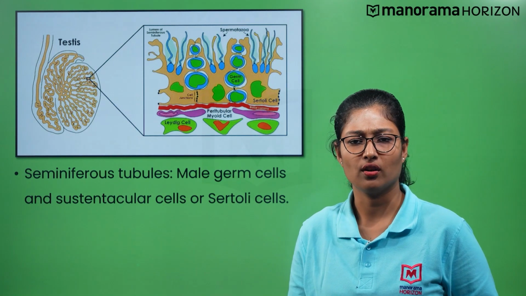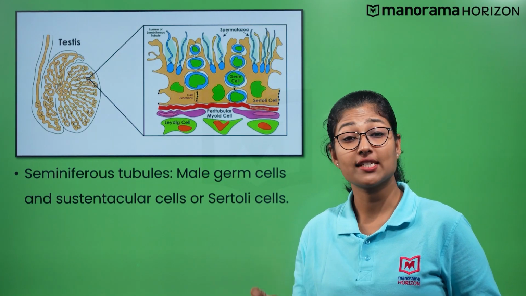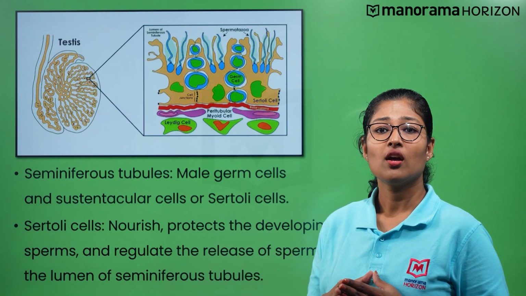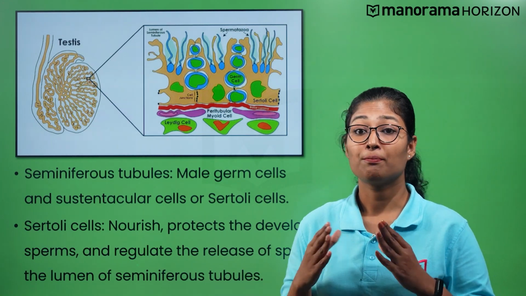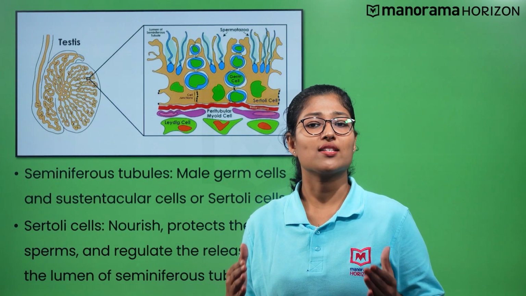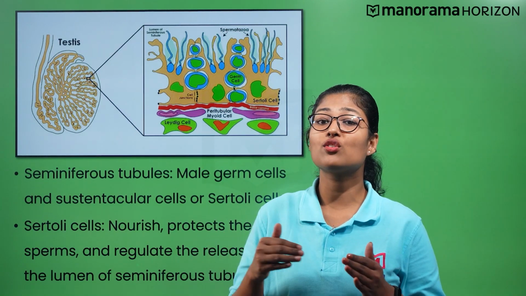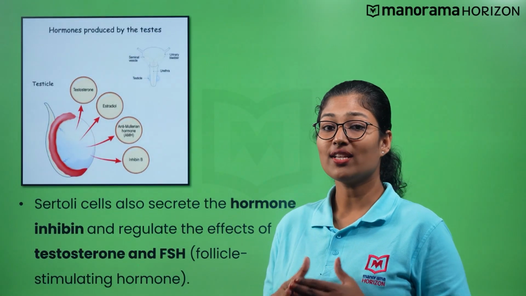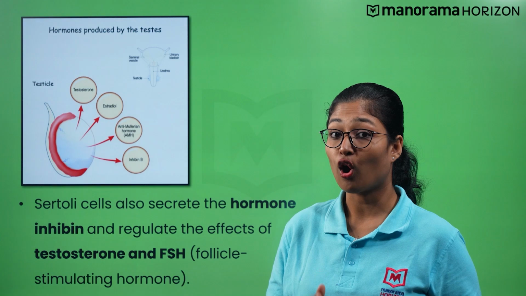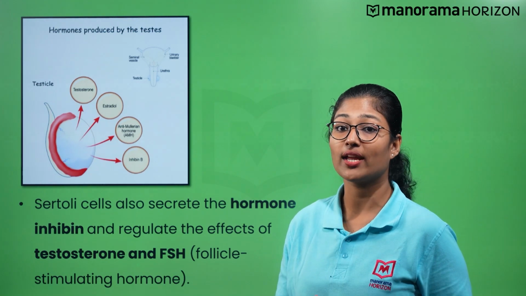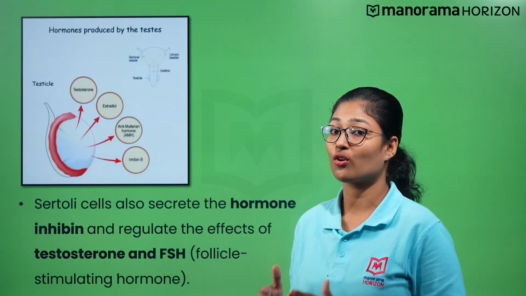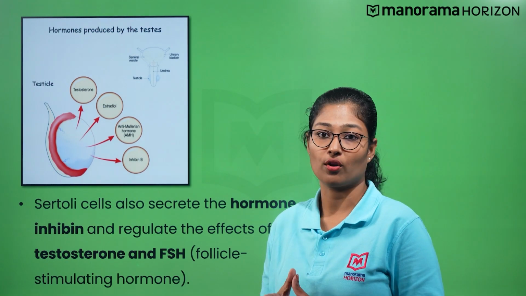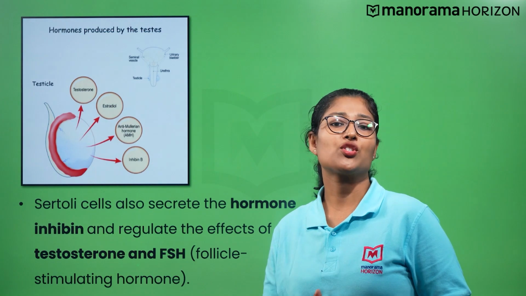I have a doubt here. What is the function of Sertoli cells then? Sertoli cells nourish the developing sperms, protect them, and regulate the release of the sperms into the lumen of seminiferous tubules. Sertoli cells also secrete the hormone inhibin and regulate the effect of testosterone and the FSH, that is the follicle stimulating hormone.